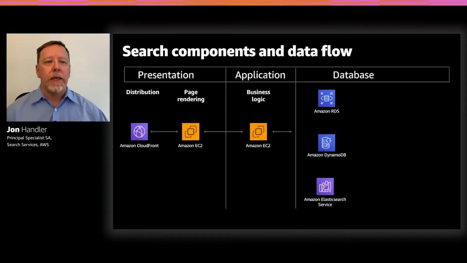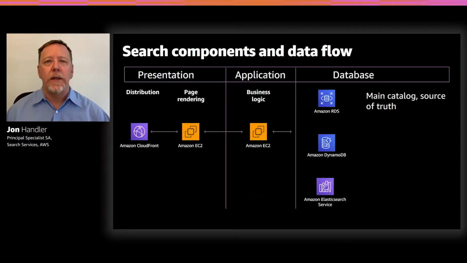Putting Amazon Elasticsearch Service into context, for a search workload, I've put a 3-layer architecture here, a little bit of a straw man, to just understand how Amazon Elasticsearch Service fits into the overall picture. So we have our presentation layer. There's going to be some kind of CloudFront or other distribution layer, maybe a little logic there in terms of page rendering. You also have the business layer where you have some business logic. And then you have your database layer where you're storing the data for your application.